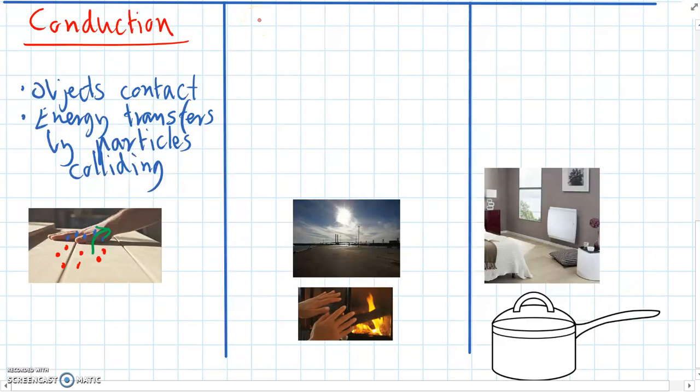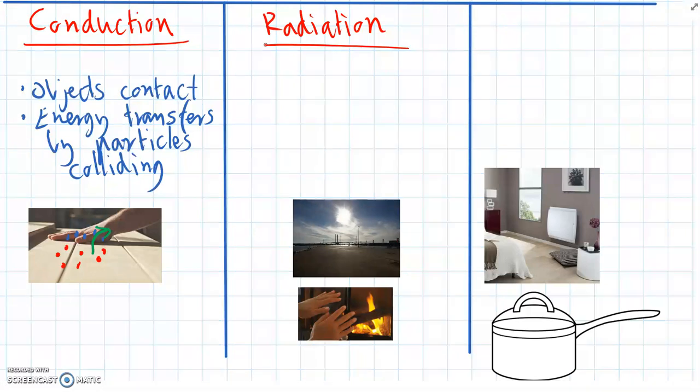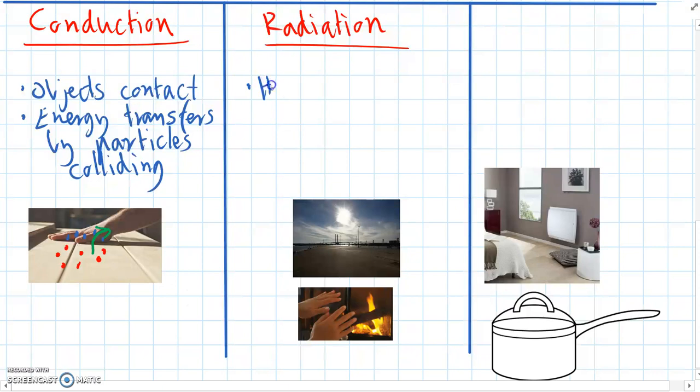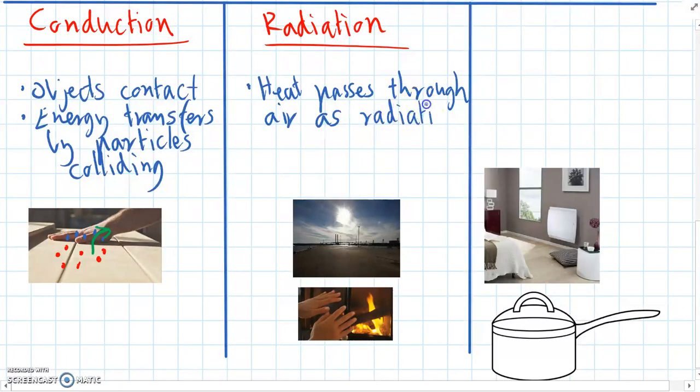The next way that heat can be transferred is called radiation. And this is the same way that light gets transferred as well, because light is a type of radiation. So here, heat can be transferred by passing through the air. The heat passes through the air as radiation, or as a wave, which is a type of light.